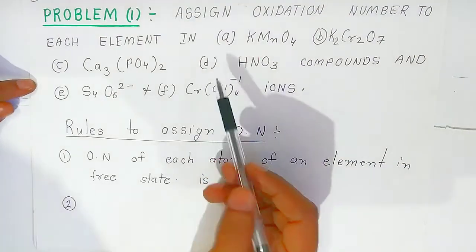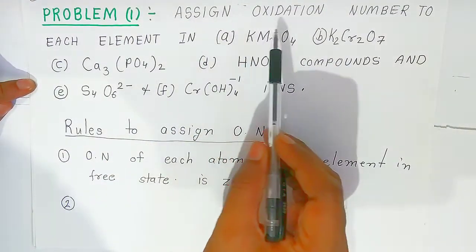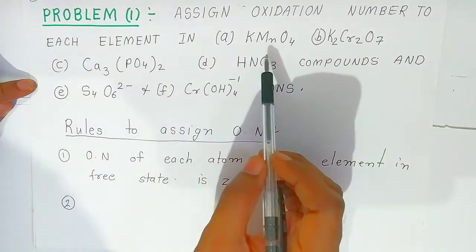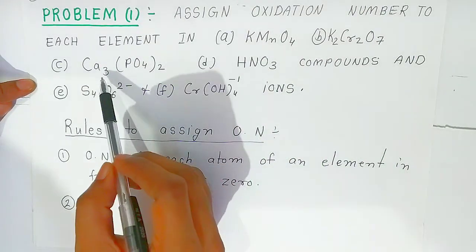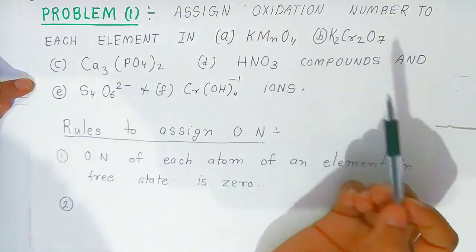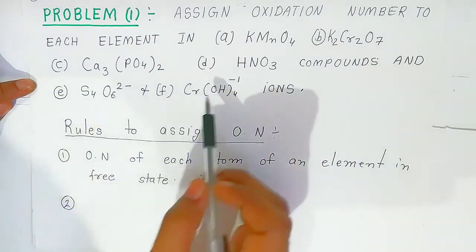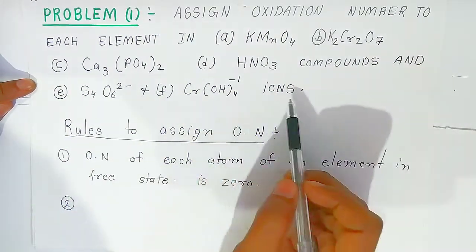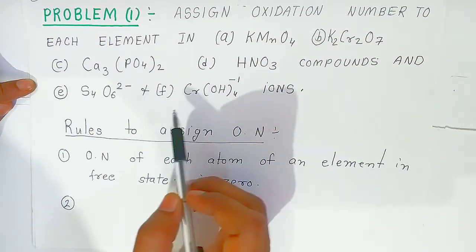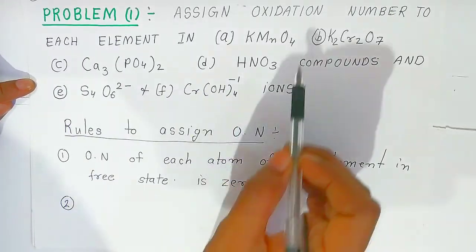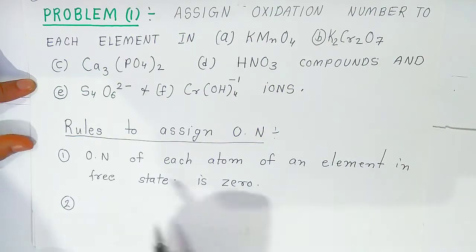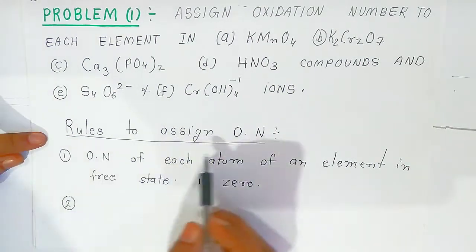Now students, the problem here: we are going to assign the oxidation number of each element in the compounds KMnO4, K2Cr2O7, Ca3(PO4)2, HNO3, and these are the ions: SO4, O6, Cr(OH)4. These are the compounds and these are the ions. We are going to assign the oxidation number of each element. Now students, here the rules are there, rules to assign oxidation number.